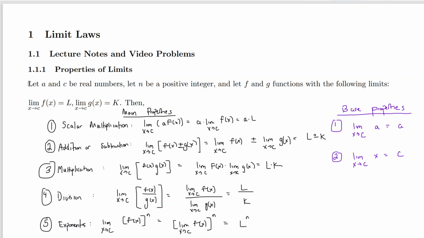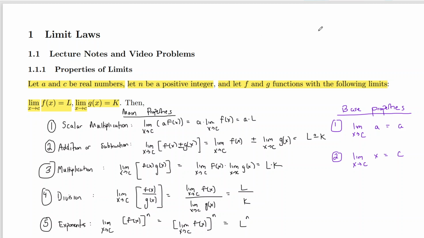So first off, the setup here says let a and c be real numbers. No i's are allowed. It lets n be a positive integer, so it's just a positive whole number like 1, 2, 3, 4, and so on. And let f and g be functions with the following limits. The limit as x goes to c of f of x equals L, and the limit as x goes to c of g of x equals k. So you can just remember the important setup here is that we're taking the limit as we go to the same value for each function, c for each case, and then the limit for f of x is L and for g of x is k.